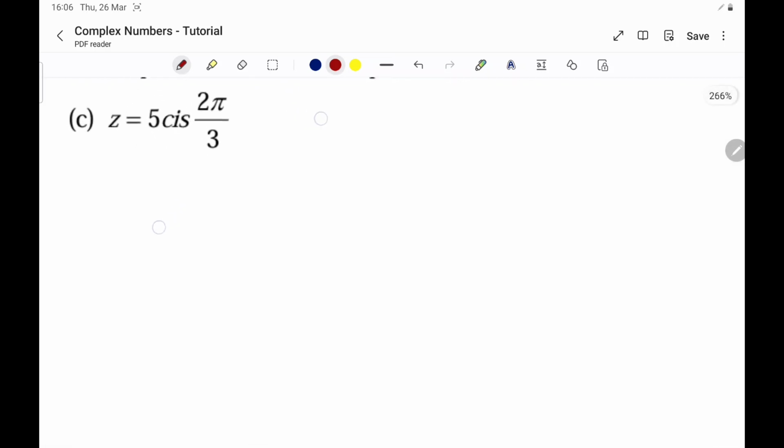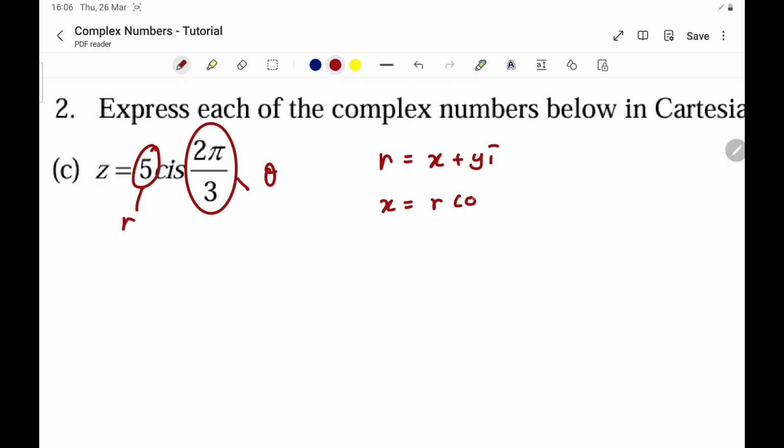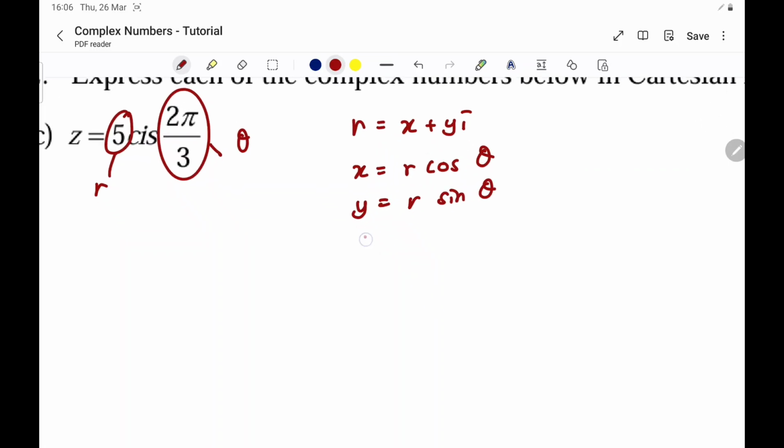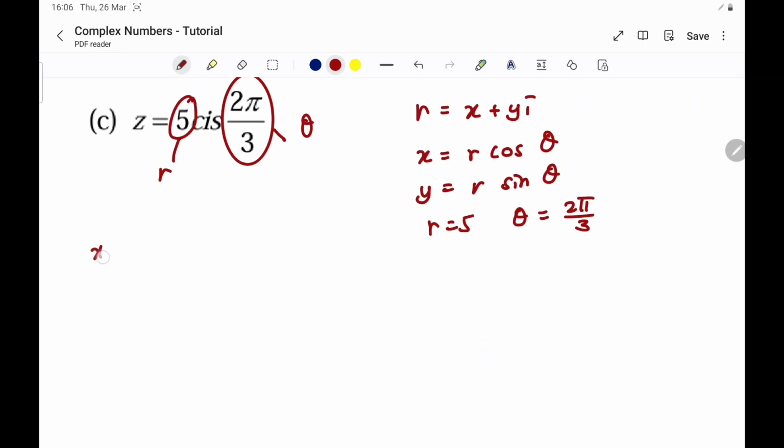Okay, for the next one here, it is in the cis form as well, polar form but in cis form. So this is our r, 5. Our theta is equal to 2 pi over 3. So now we have to write in the form of x plus yi, where x is equal to r cos theta, y is equal to r sin theta. Okay, so our r is equal to 5, our theta is equal to 2 pi over 3. Then you just substitute, find the value of x first.